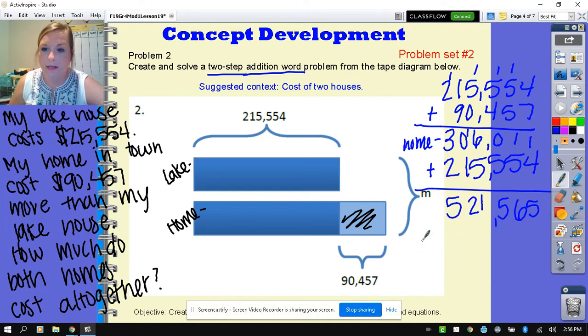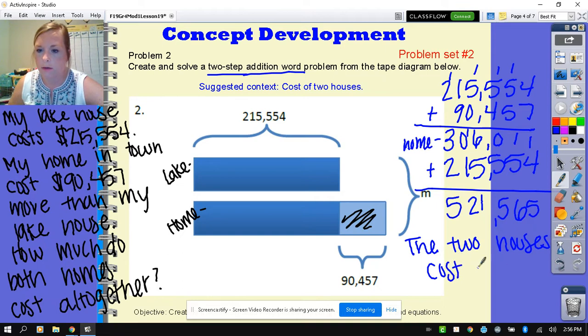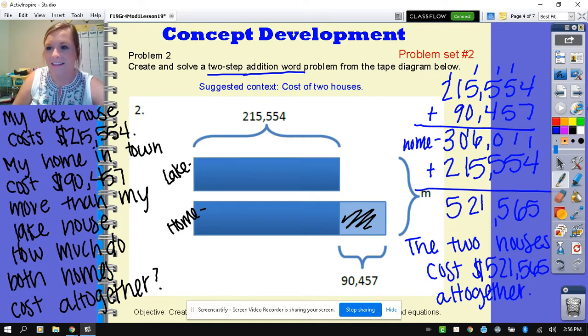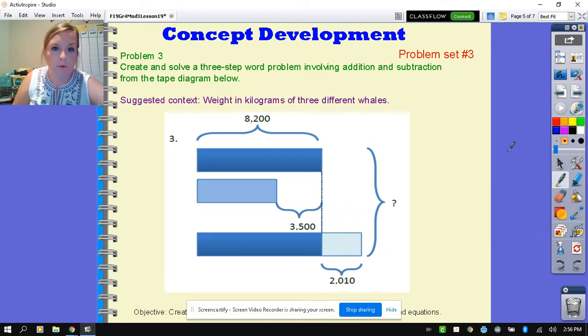And I'm going to go ahead and write this as a statement. So the 2 houses cost $521,565 all together. Okay. I'm going to show you 2 more samples.